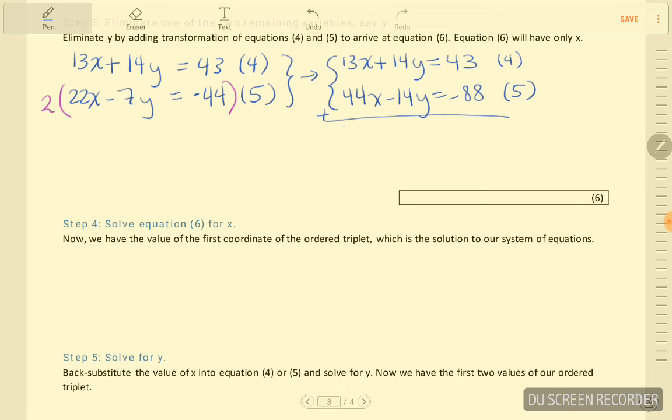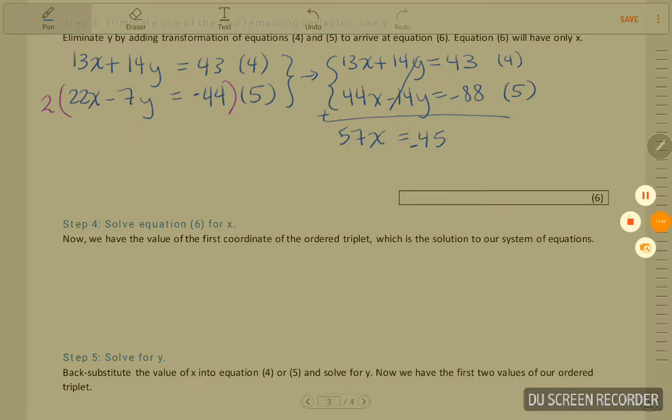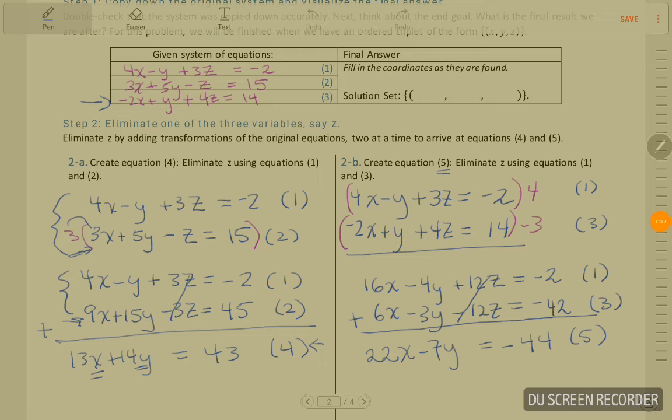So I will have 57x, the y's cancel, and 88 minus 43, negative 45. And something must have gone horribly wrong somewhere. So let me stop the tape and see what it was, because that's not coming out the way I expected.